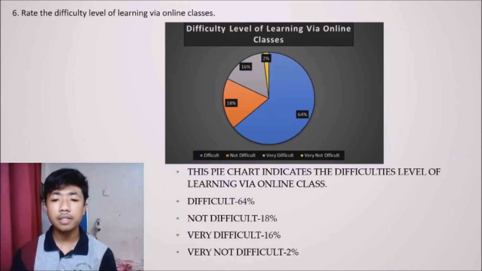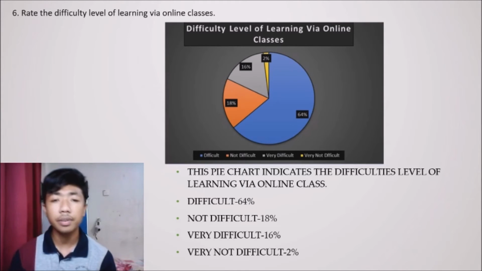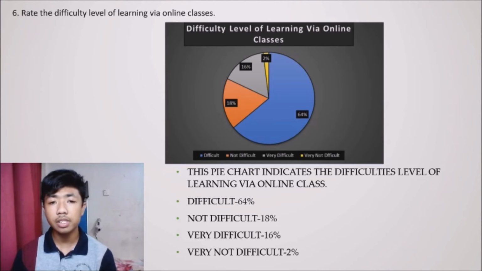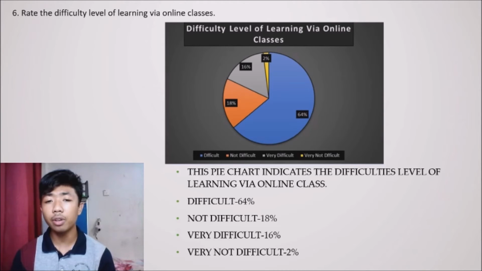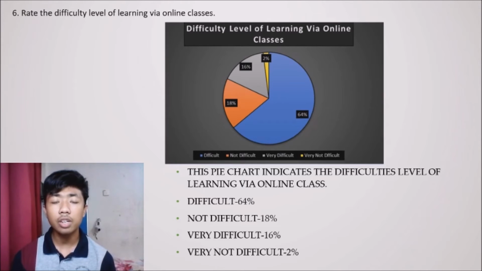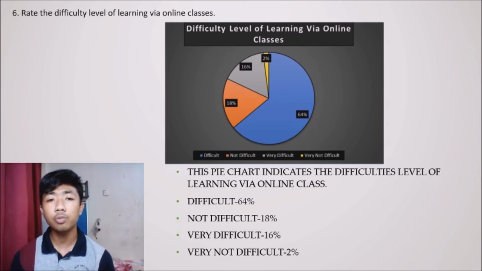Thank you. This pie chart indicates the difficulty level of learning via online class. As you can see, the majority of the respondents thought learning via online class is difficult, which accounted for 64% of the vote as the highest. Next, the respondents voted not difficult in second place, which accounted for 80%, and with just a difference of 2%, the segment of very difficult got the third place. Finally, only a small minority prefer learning via online class, who voted for very not difficult, which accounted for only 2%.